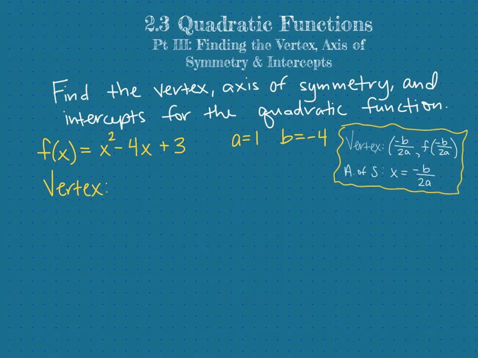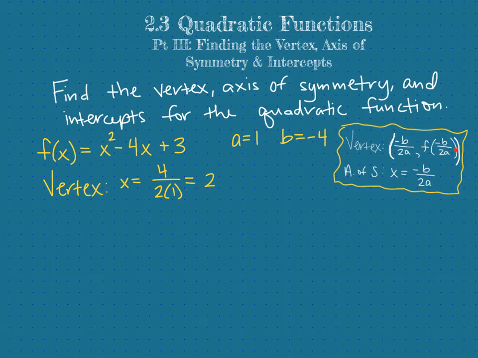So our vertex is going to be, the x-coordinate's going to be the opposite of b, so +4, over 2 times a. So this is 4 divided by 2, which is 2. So the x-coordinate of our vertex is 2. And I realize here I should have another parentheses there. Okay. All right, so we found the x-coordinate of our vertex. Now we need to find the y-coordinate.